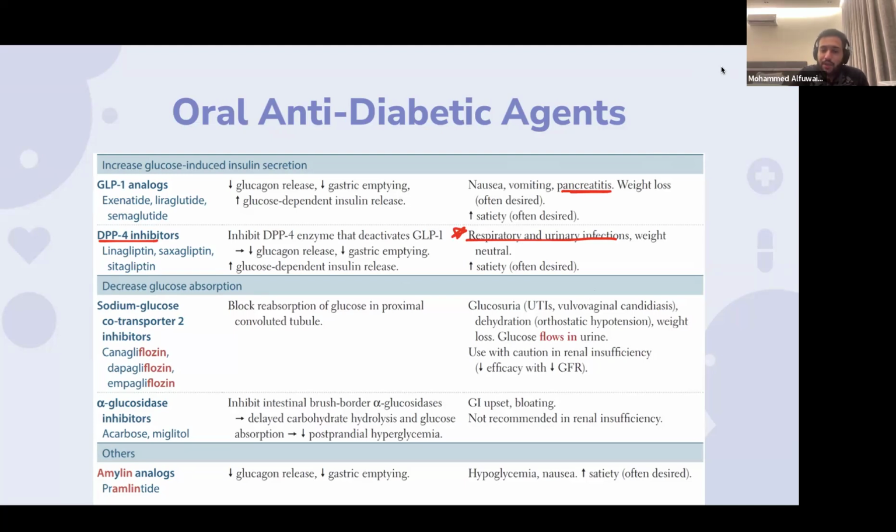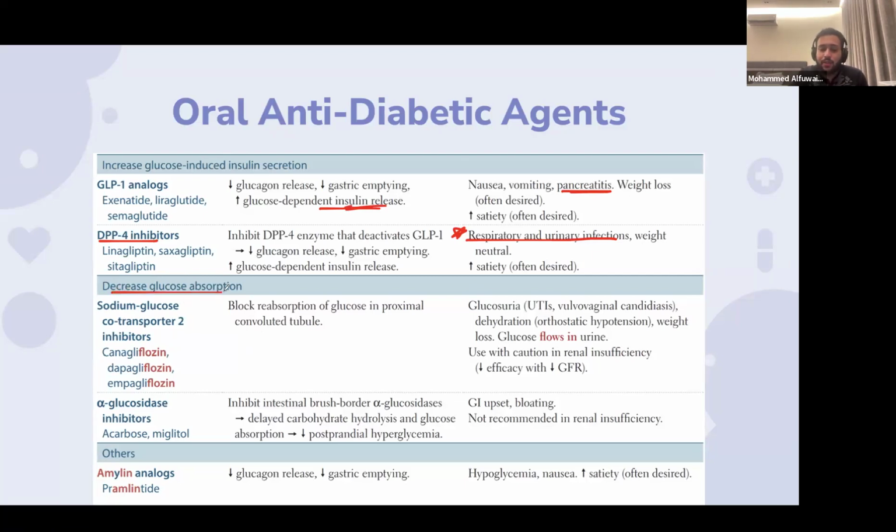Technically speaking, can you give this drug to patients with type 1 diabetes? Not really, because you won't be able to get this release. Okay, that's not usually given. Now, in these two drugs, okay, it's a bit different.